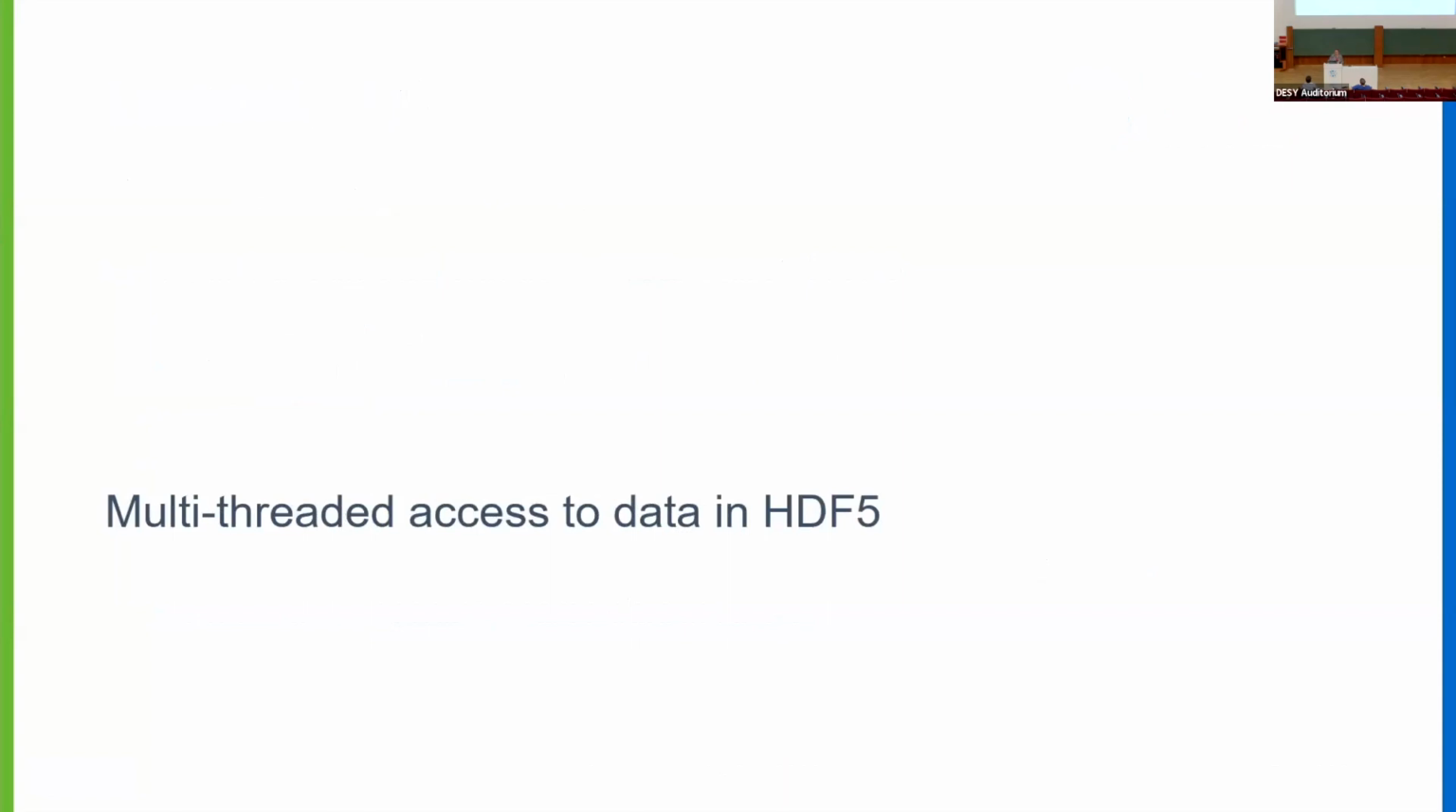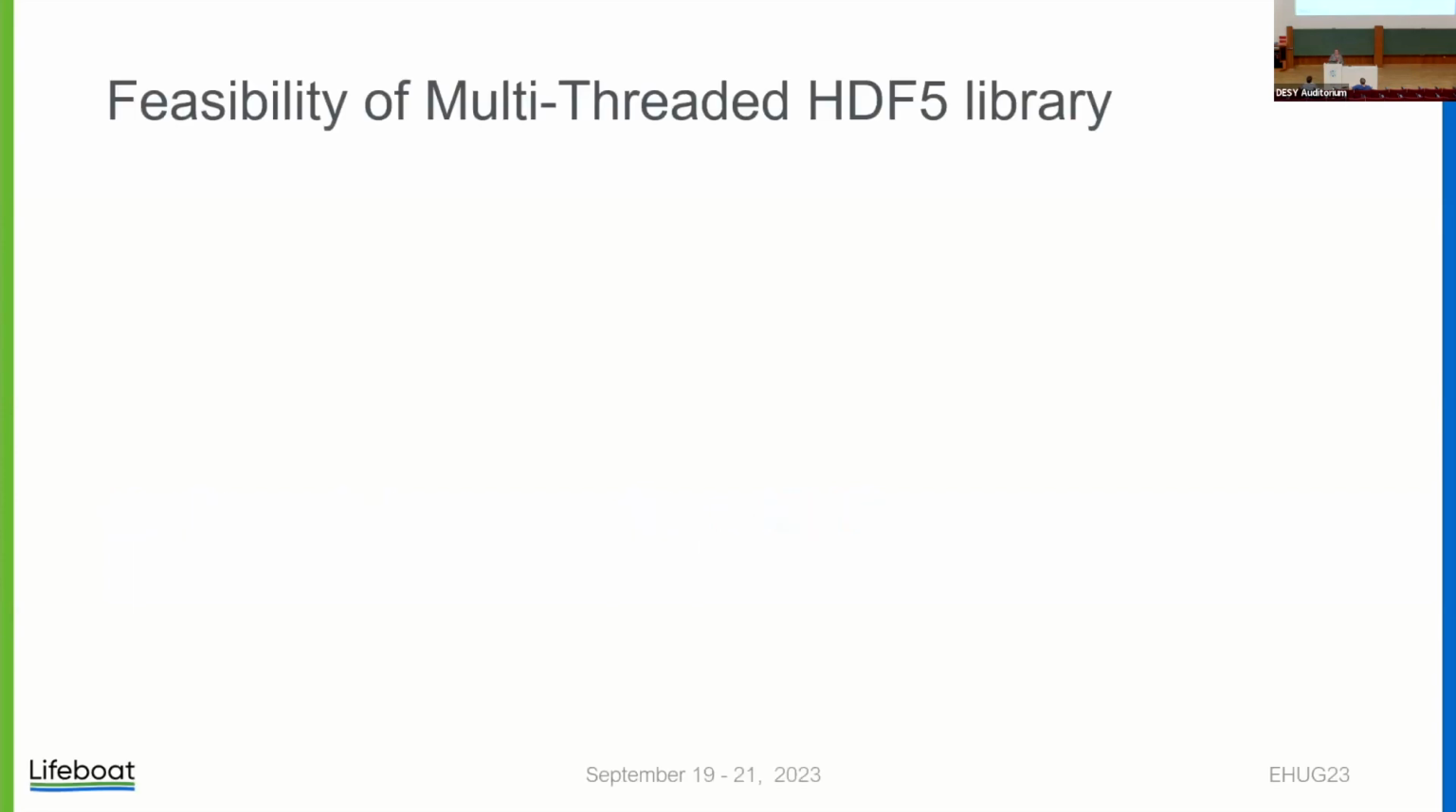So, multi-threaded access to data in HDF5. What do we mean by this? We mean that we will allow concurrent threads to enter the library without corrupting data in memory and in the file. Right now you cannot do it. The software was designed without thread safety in mind, and it's now 25 years old with all these features we're talking about. So is it even feasible to do it?